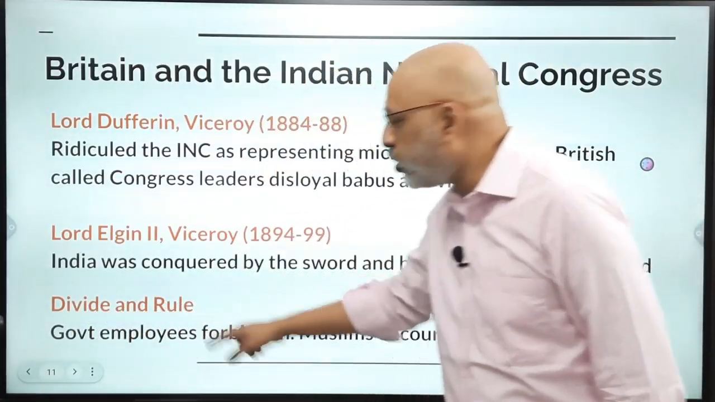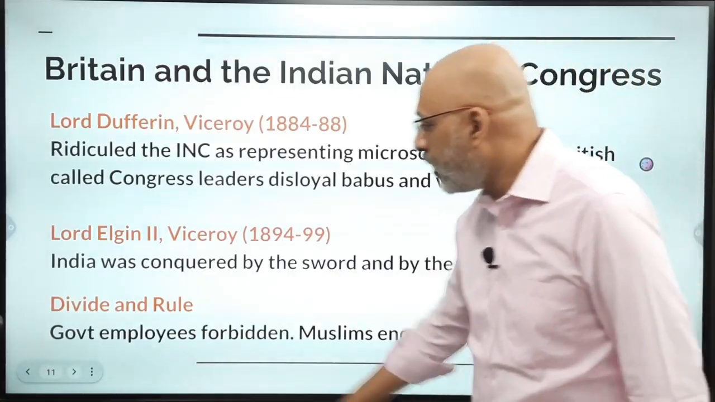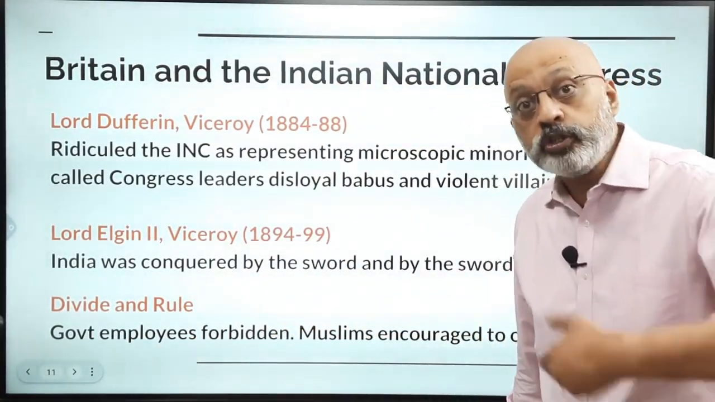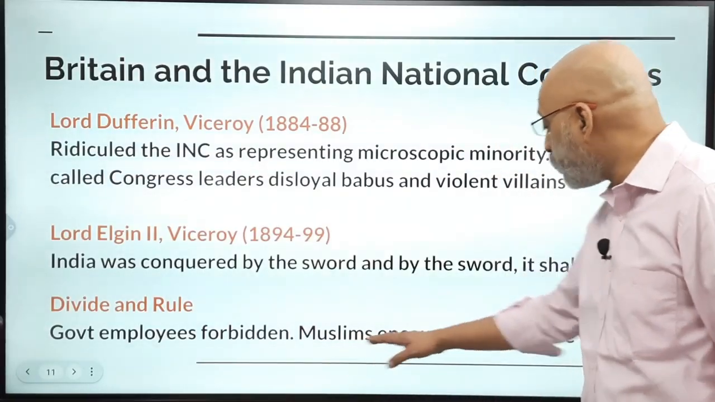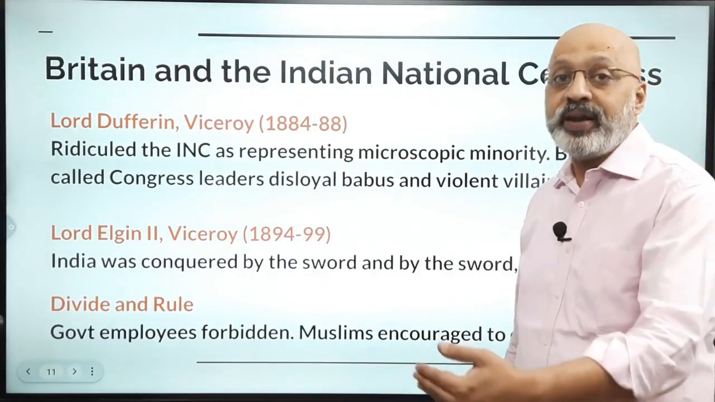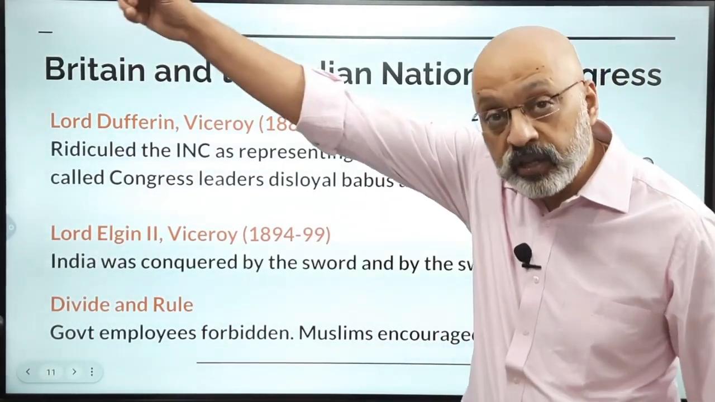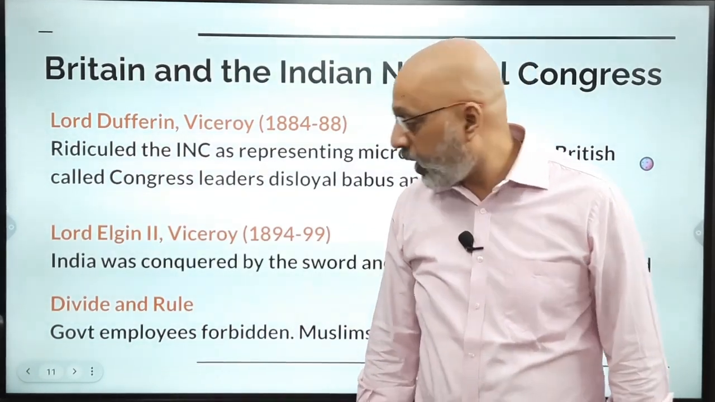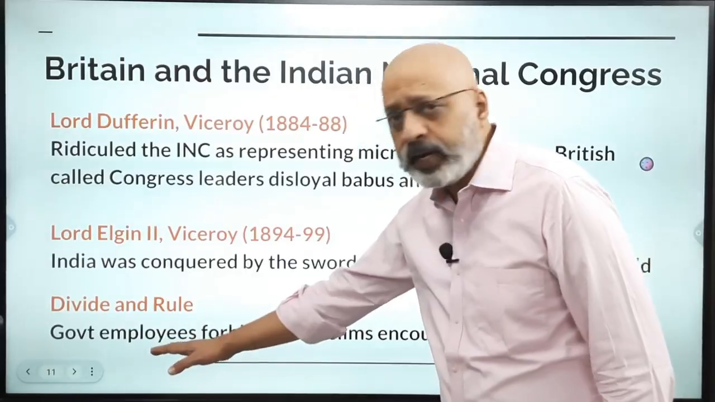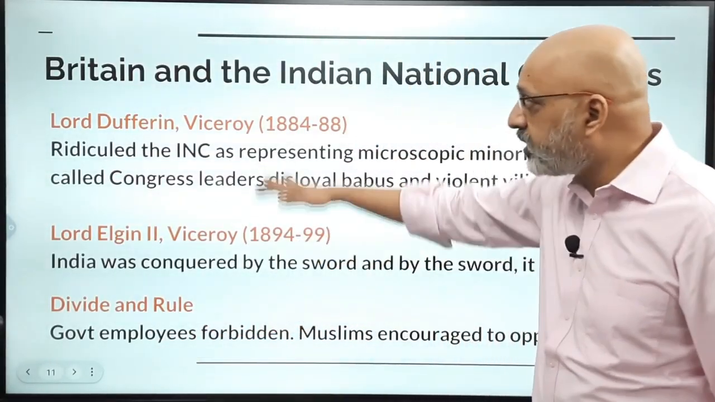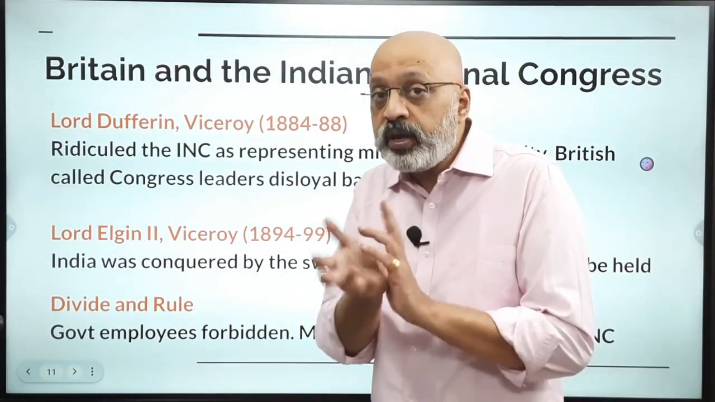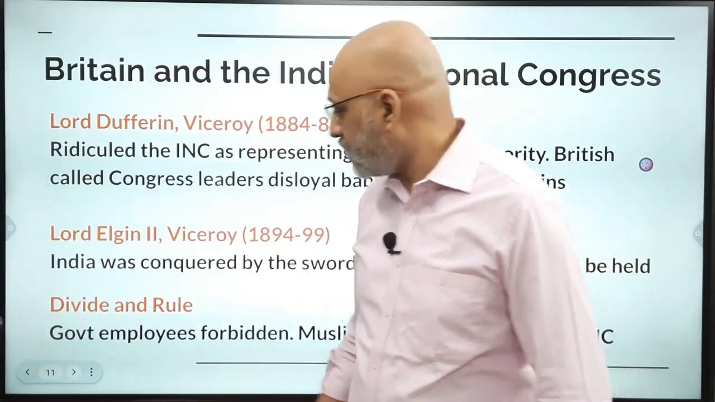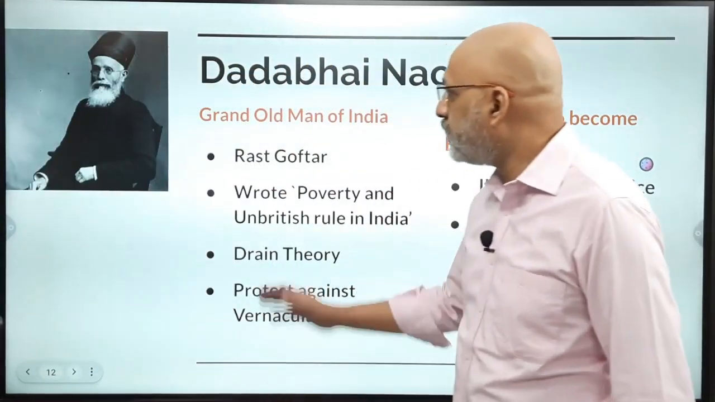And then the British also used the policy of divide and rule. Government employees were forbidden from attending meetings of the Congress or joining the Congress in any way, and Muslims were encouraged to oppose the Indian National Congress. This subsequently resulted in the formation of the Muslim League in 1906. So these were the 3 developments which happened vis-a-vis the Congress as far as the British were concerned. Now let's look at the 3 people.